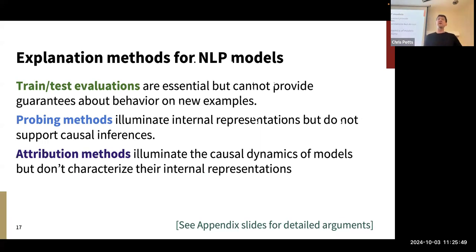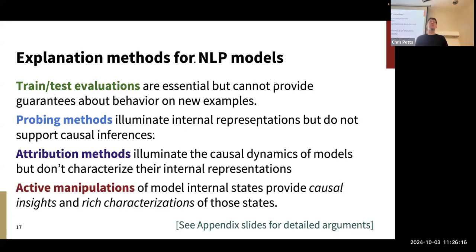Attribution methods are kind of the converse. They typically use the gradient information flowing through these models, and they can give you an understanding of the causal dynamics of what parts of the model are contributing to the behavior. But they don't give rich characterizations. It's usually just a weight or a value that says it contributes this much relative to the other neurons or other parts of the representations. I claim for you that active manipulations of model internal states, like causal abstraction analysis, provide both causal insights and rich characterizations of the internal states. So the best of the previous methods.